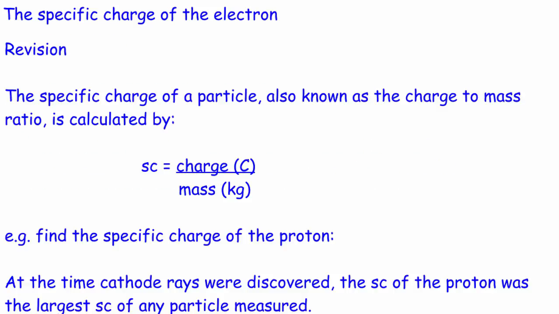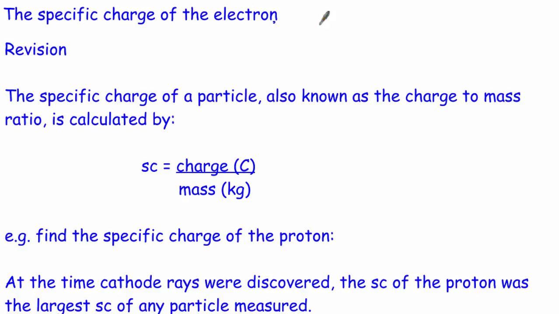So a little bit of revision first. The specific charge of a particle, you'll remember from your first year of physics, is often known as the charge to mass ratio. And what we do is we calculate it by looking at the charge of a particle and the mass of the particle. The charge is in coulombs, the mass is in kilograms. And to work out the specific charge, we simply take the charge in coulombs and we divide it by the mass in kilograms. So for example, a quick reminder of how you would find the specific charge of a proton.